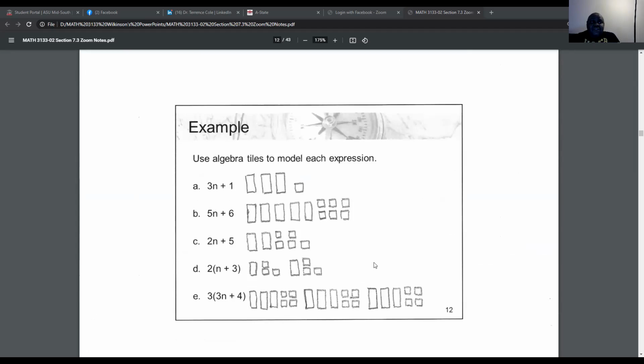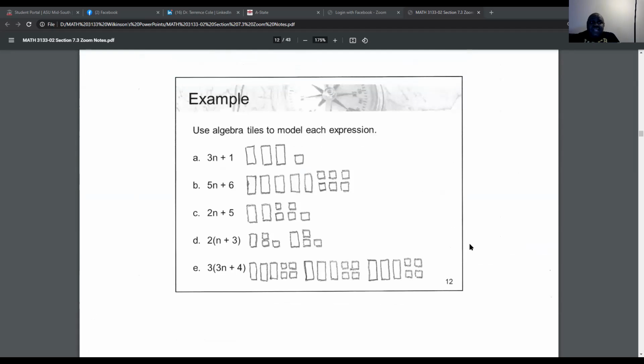All right, next we're going to use algebra tiles to model each expression. Like in part A, 3n plus 1. For the 3n, we're going to need 1, 2, 3 n tiles. And for the plus 1, you need 1 tile. This is the representation of 3n plus 1.